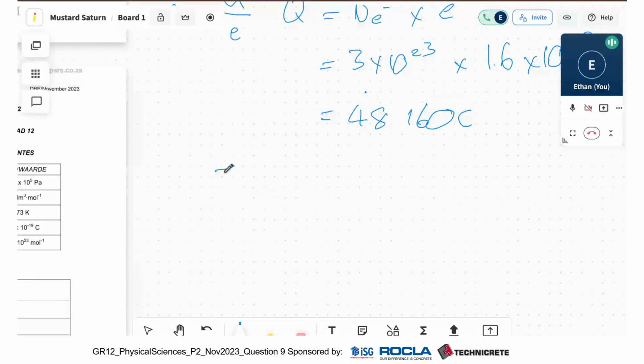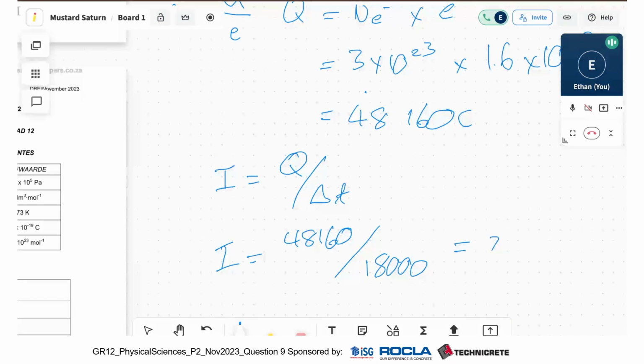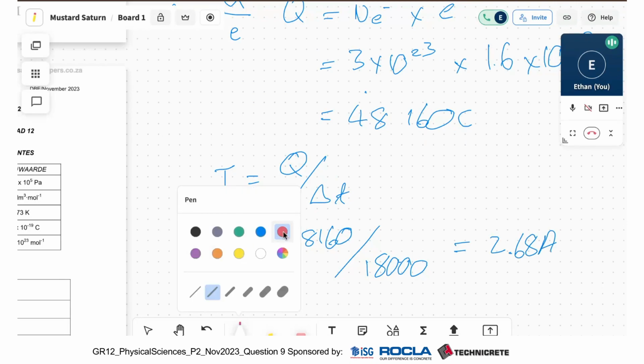So using the equation, the current equals charge over time, or maybe let me use a small t to denote time. Therefore, our current equals this over our time of 18,000. And this equals roughly 2.68 amperes. And this is our final answer.